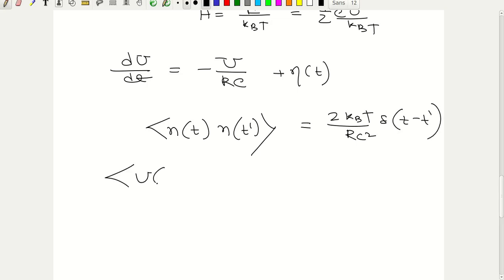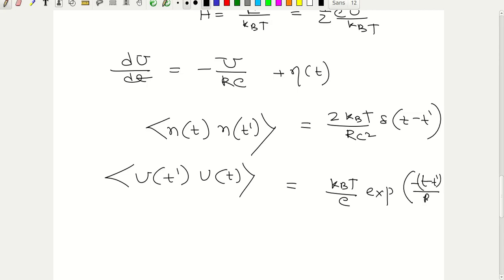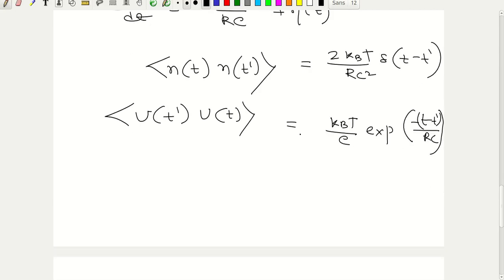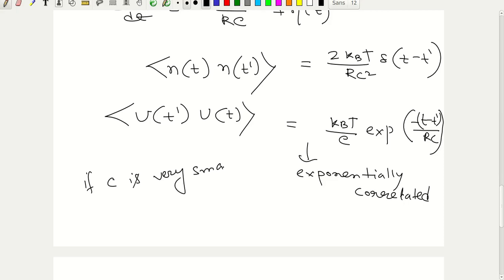But if you write the correlation for the voltage, then it will be exponentially correlated. So it will be something like k_B T by C exponential of minus mod t minus t prime divided by RC. So this is how it is exponentially correlated. And you can see that if C is very small, then it becomes white noise. If C is very, very small, it is exactly the same as white noise. So that is all about the noises.